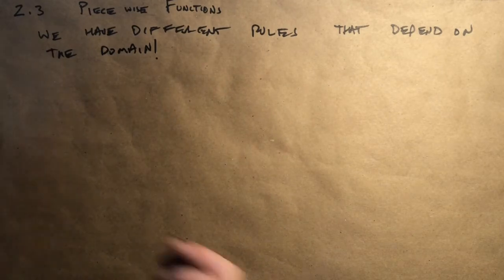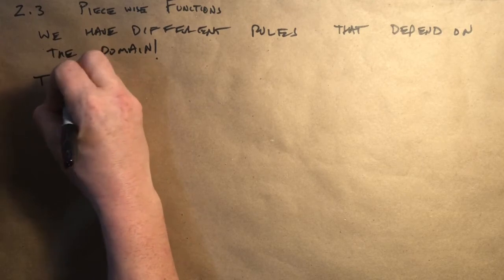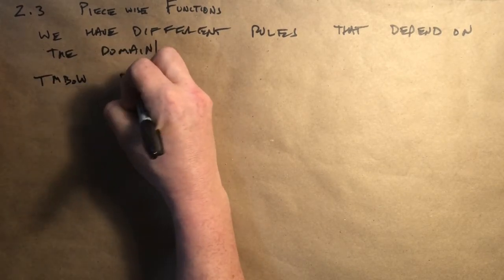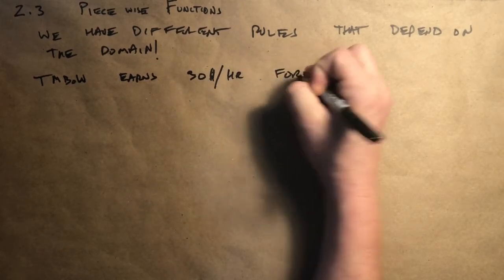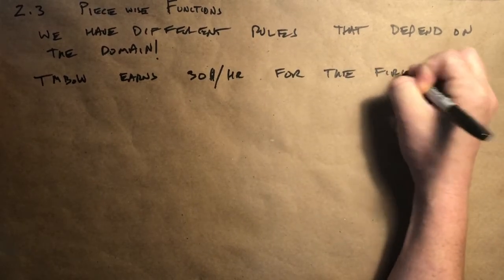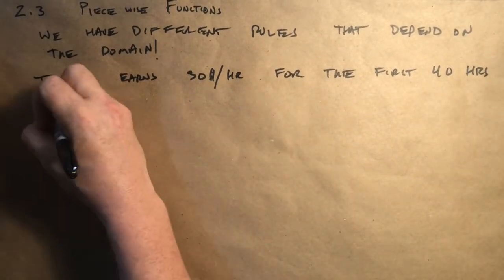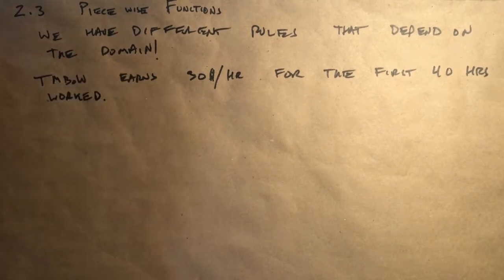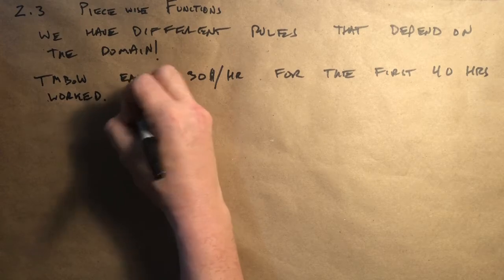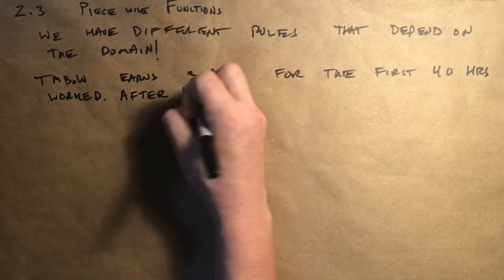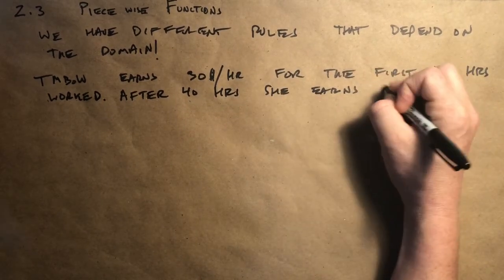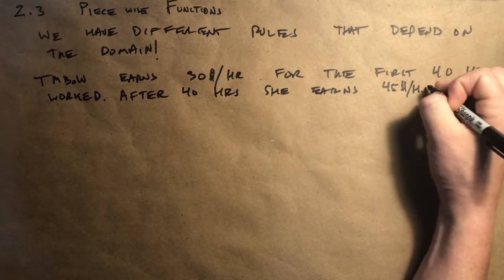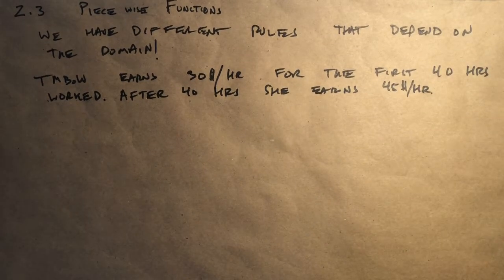So imagine the most beautiful of wives earns $30 per hour for the first 40 hours worked. At which point, after 40 hours, she earns $45 per hour. And that, my friends, is called time and a half, which is almost as nice as double time. But we won't talk about that today.